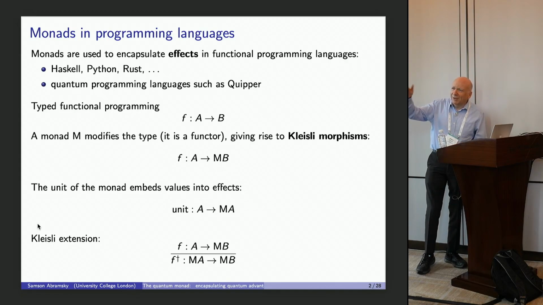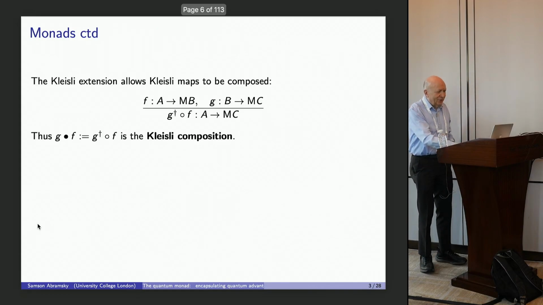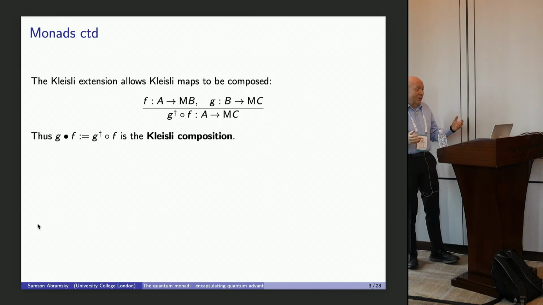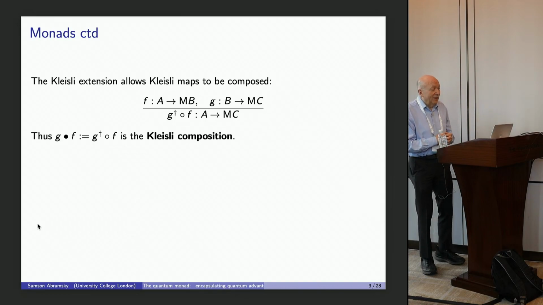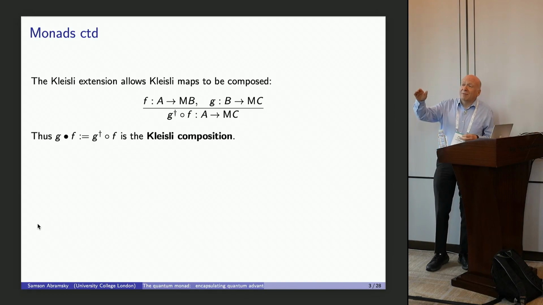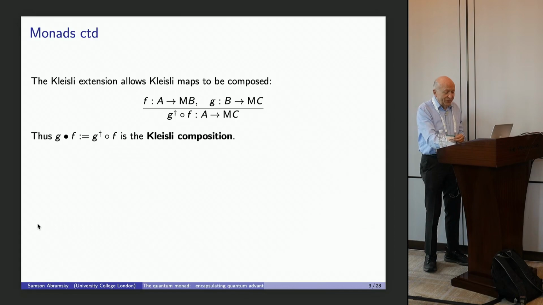The trouble with A to M of B is it's asymmetric, and it's not at all obvious how you can compose things, which is the fundamental thing in the whole of programming, that you have compositionality. So with this Kleisli extension, if I have Kleisli maps F from A to M of B and G from B to M of C, by applying this Kleisli extension, I can reconcile the type of G with the type of F by applying the dagger to G, and then simply compose them to get another Kleisli map from A to M of C. So this is the Kleisli composition.